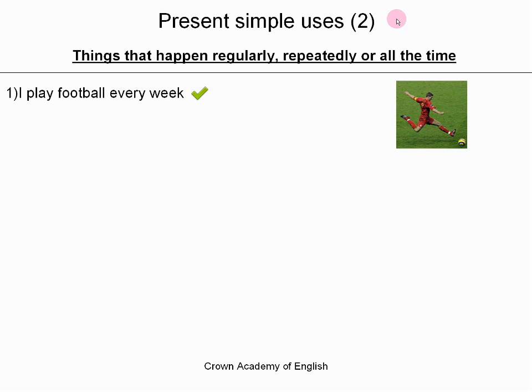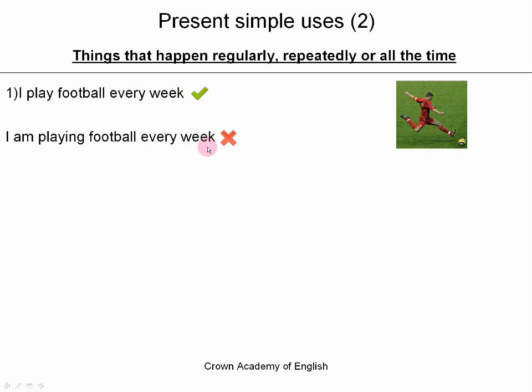For example, we can say, I play football every week. So something that happens regularly, so something that happens every week, we use the present simple tense. We cannot say, I am playing football every week. That is wrong. That is actually grammatically wrong, because we are saying every week.